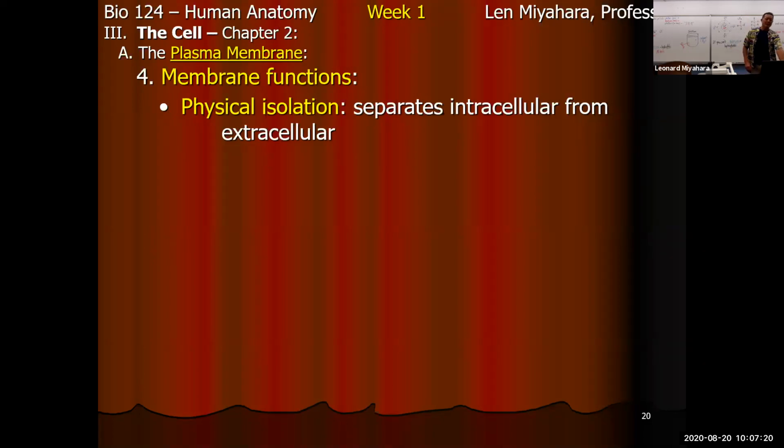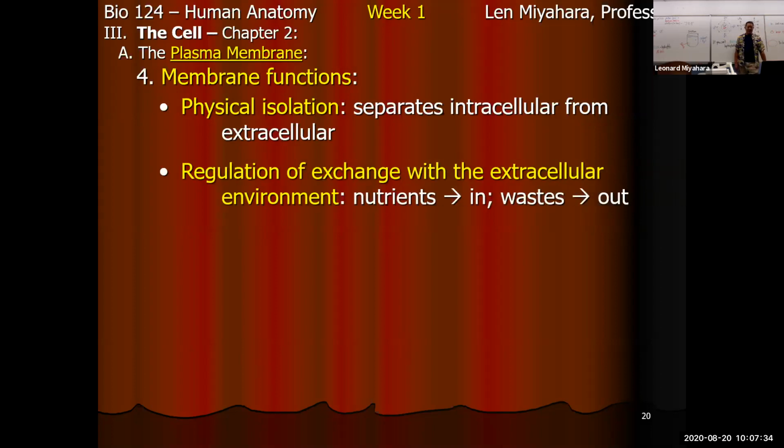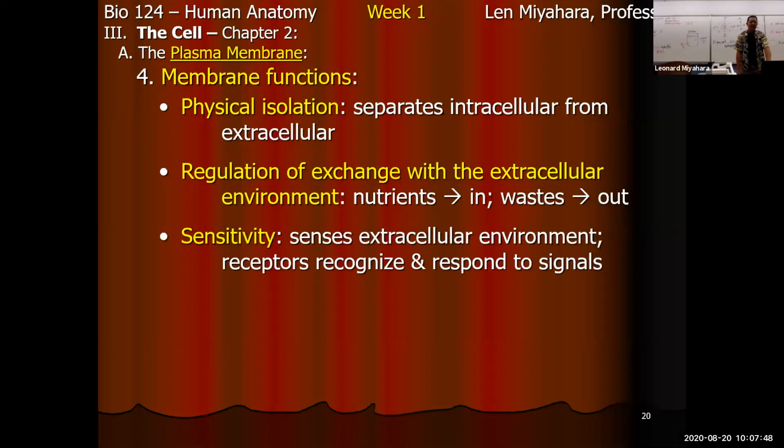The functions of the plasma membrane is physical isolation. It separates inside the cell from outside the cell. It separates intracellular from extracellular. Because of selective permeability, it regulates what crosses. Generally, nutrients go in, waste products go out. Because of the carbohydrate groups plus other things, the plasma membrane also has sensitivity to both touch and chemicals.